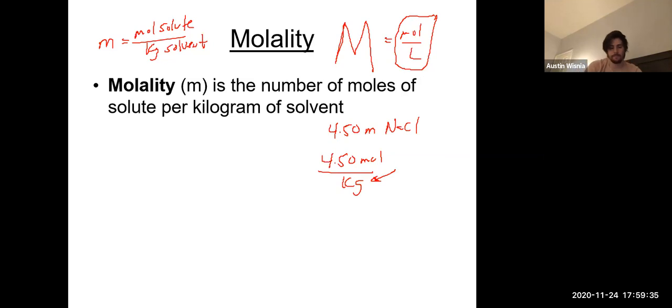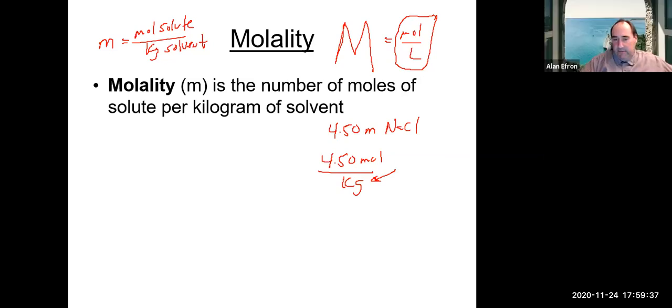Yep. Other questions? By the way, since we're looking at this, sometimes you do need to go between these two concentration units. And really, what ties both of these concentration units together is usually the density of the solution. Density is the thing that allows you to go from molarity to molality or molality to molarity.